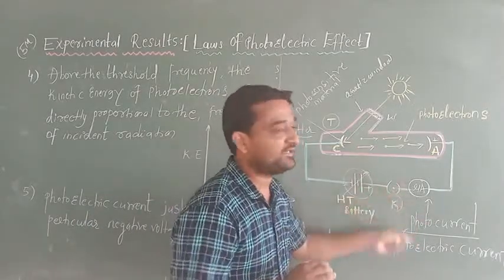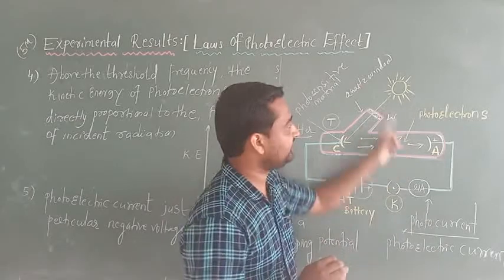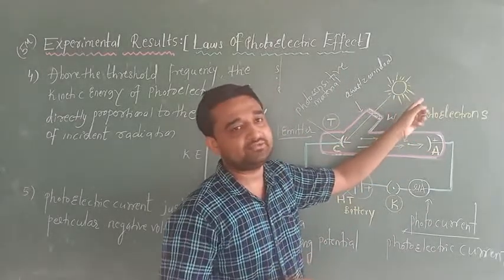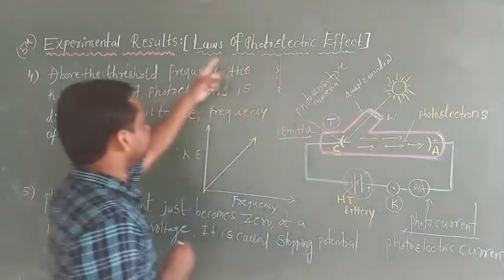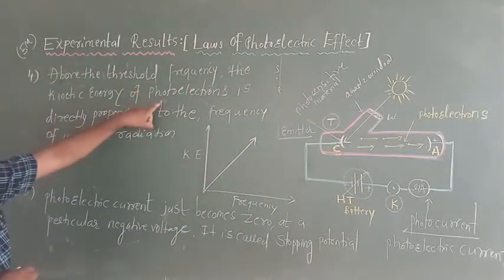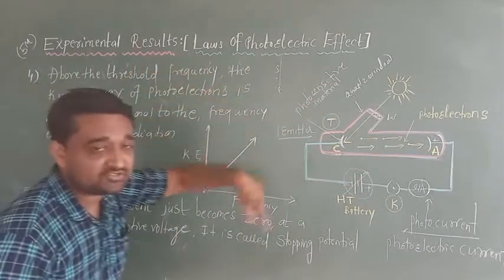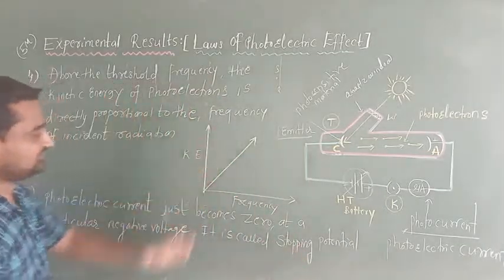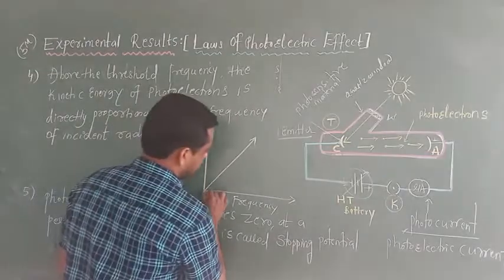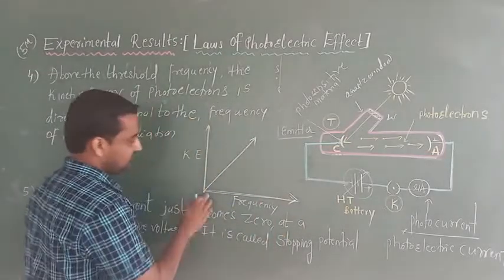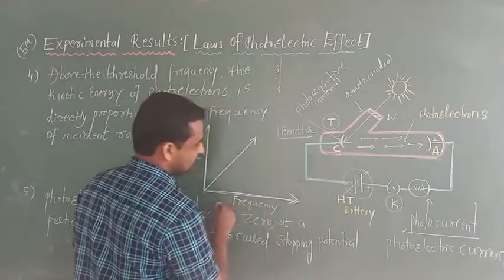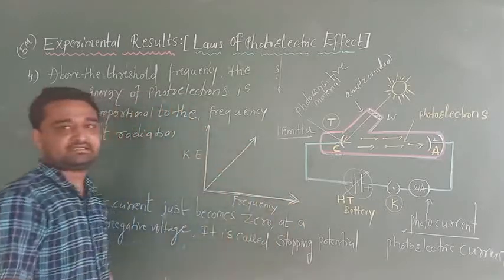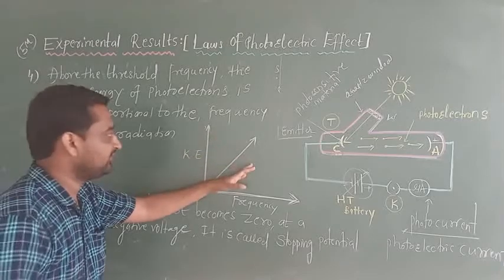Only the photoelectric current increases if we increase the intensity of incident radiation, but the kinetic energy of the photoelectrons remains the same. But if we increase the frequency of the incident radiation, then the kinetic energy of the photoelectrons also goes on increasing. This is the fourth result that is shown here in the graph. Right? Here, as the frequency of incident radiation increases, the kinetic energy of the photoelectrons increases. So this is the fourth result.